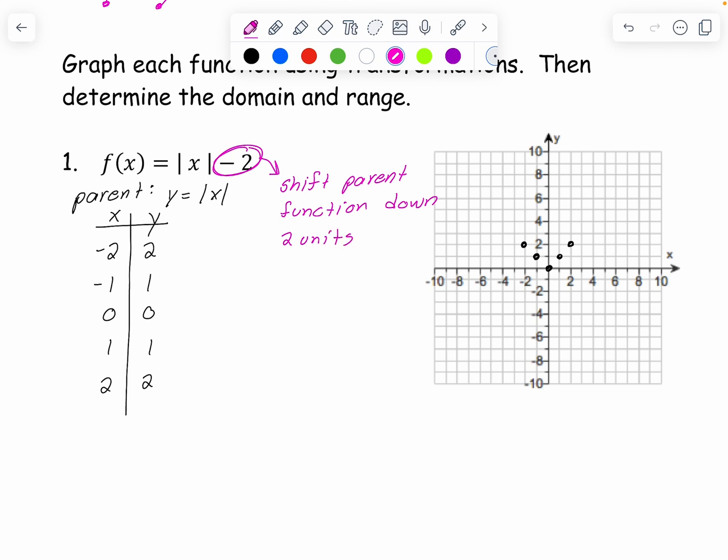All right, so then if we take each one of those points and scoot it down, then this point will now go here. This point will now go here. This one will go here, and then so forth and so on. So we have the exact same V, it's just lower.